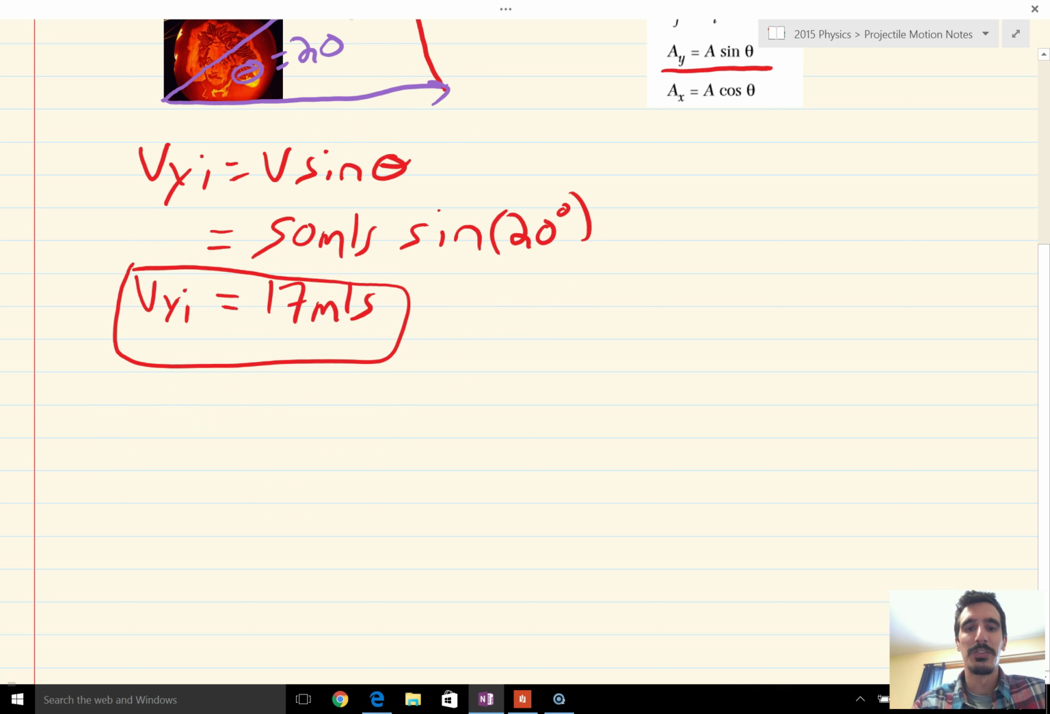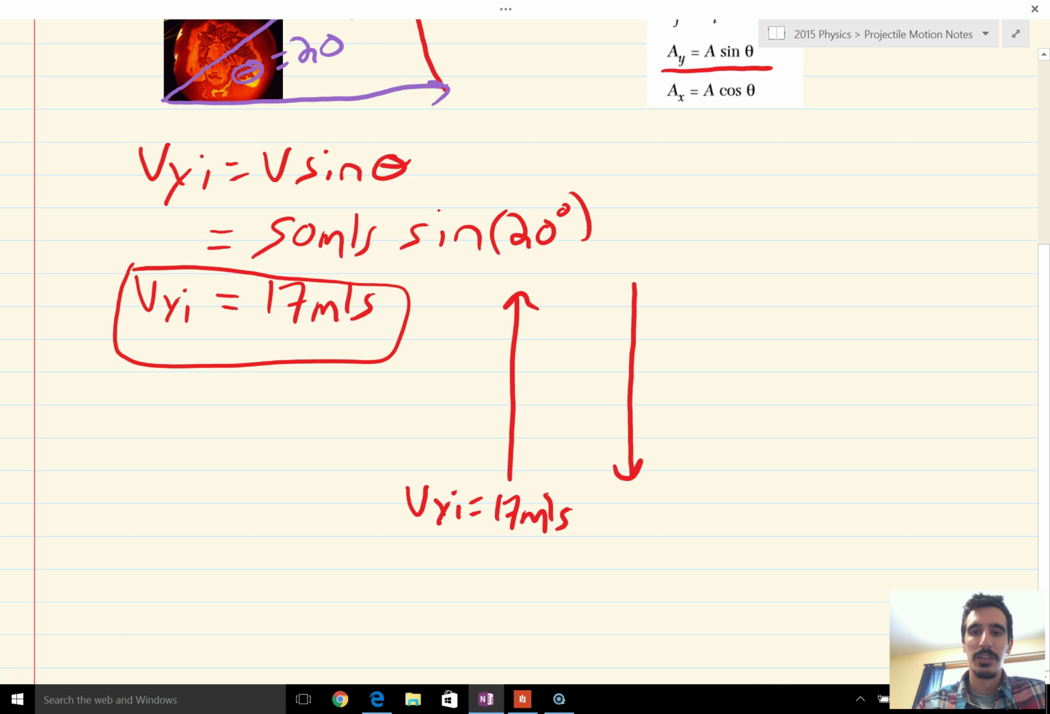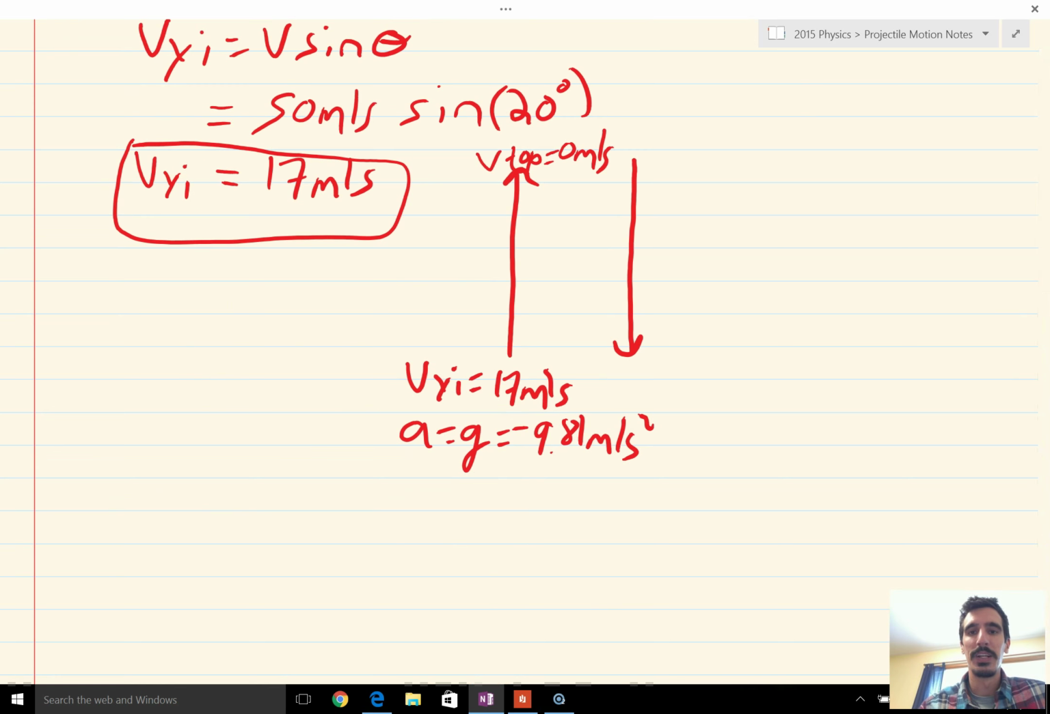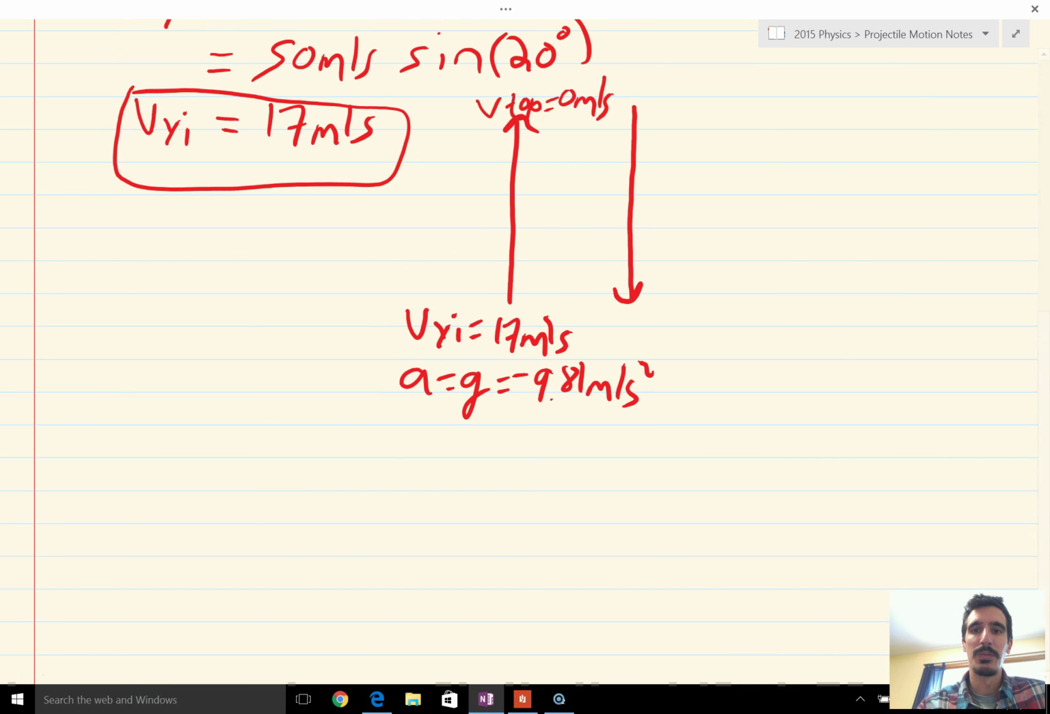Okay, so now we're going to analyze this just like the first video where a ball went straight up and straight down. We know that Vyi is 17 meters per second. The velocity at the top is 0 meters per second. And we know acceleration is g, which is negative 9.81 meters per second squared. And we're going to use the exact same formula we did in the first video to find the maximum height. Vf squared equals Vi squared plus 2ad, where right now Vf is the velocity at the top.